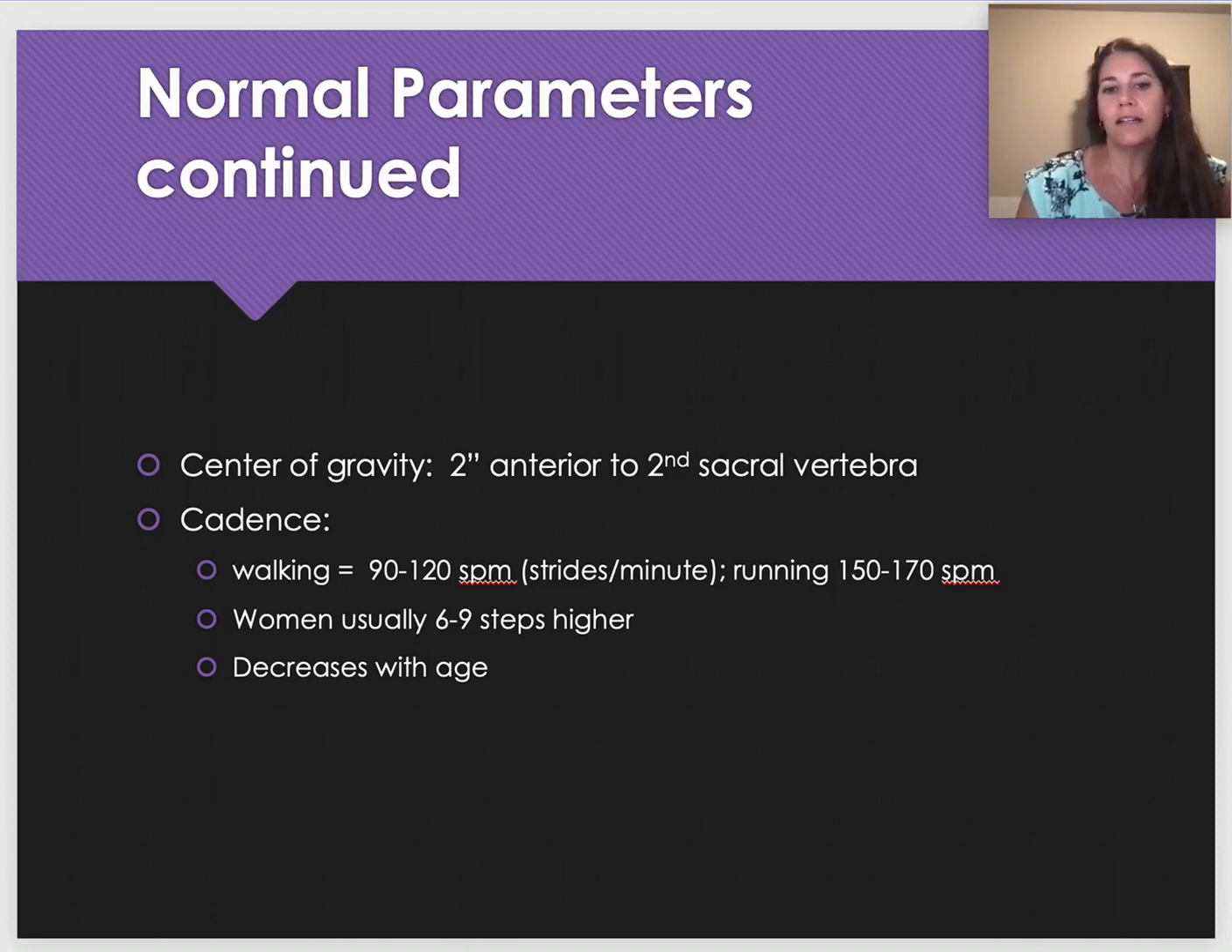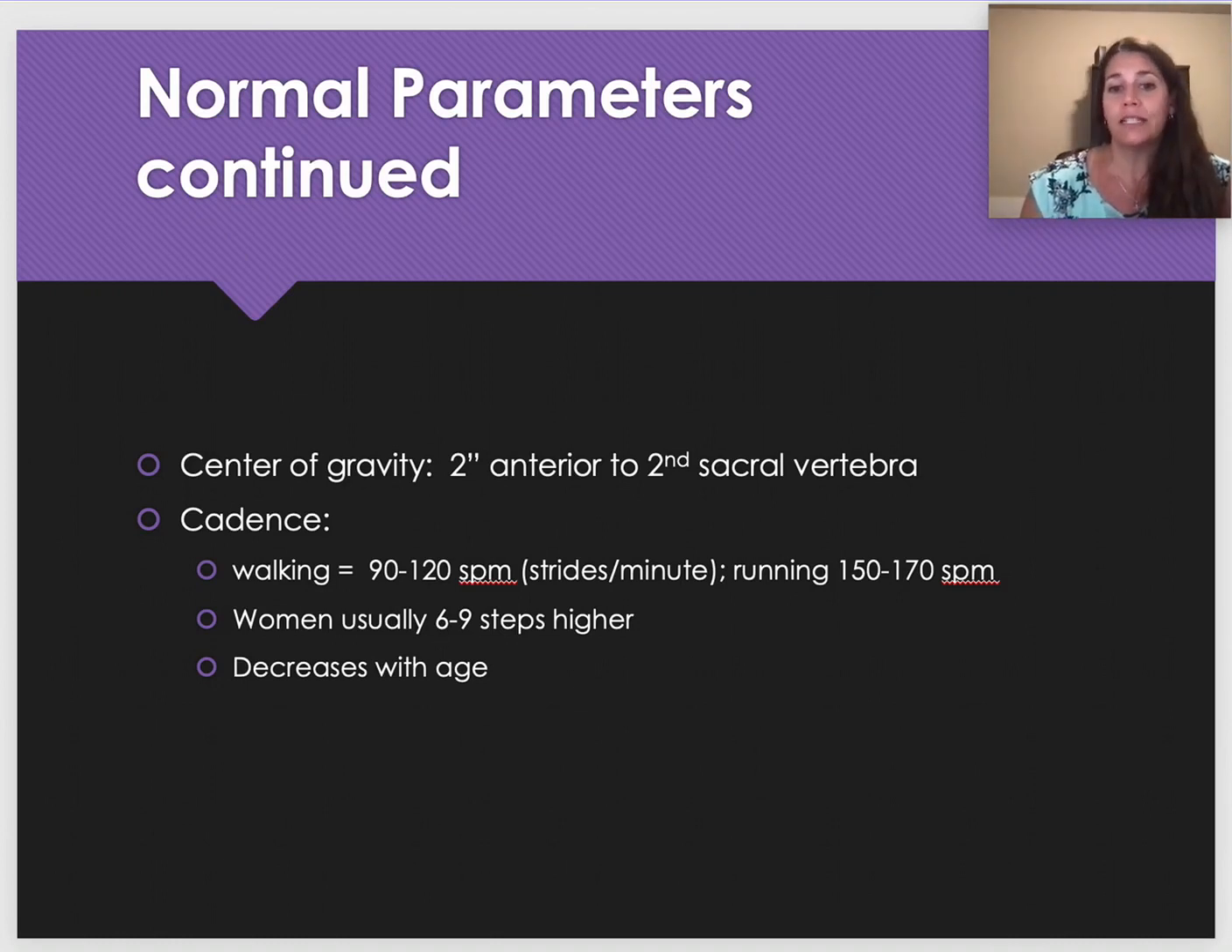Cadence, walking 90 to 120 steps per minute or strides per minute. Running is 150 to 170. Honestly, ideal is 160 and above. Some people prefer even to get all the way up to 180. I can never reach that. I think the best I've ever gotten when I was running was like, I don't know, 165, 169. It's really hard for me to do that. I take longer strides. I get yelled at all the time that I should take shorter strides. It's just not in me to do it.